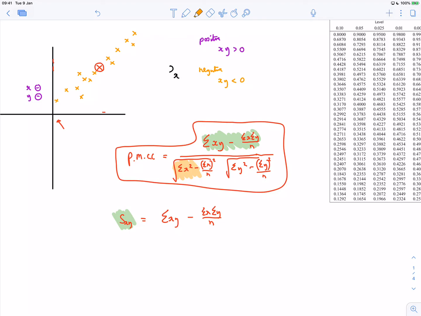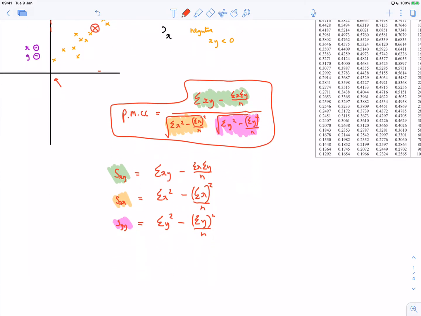Similarly, this thing down here is Sxx, which is the sum of x squared. So we take the x squareds and sum them, minus the sum of x, squared, over n. And then finally, we've got this thing here, which is Syy, and this, by symmetry, is going to be the sum of y squared minus the sum of y all squared divided by n.